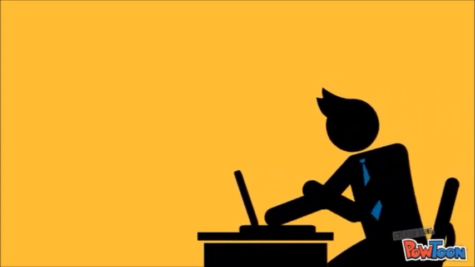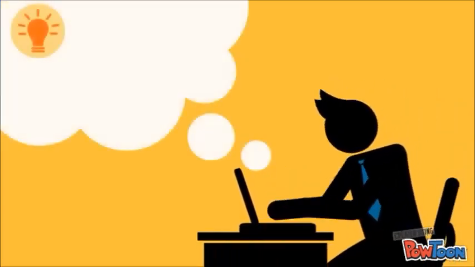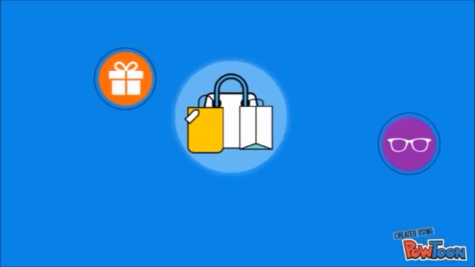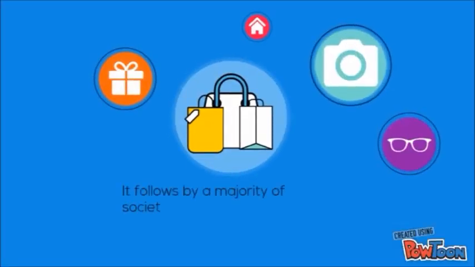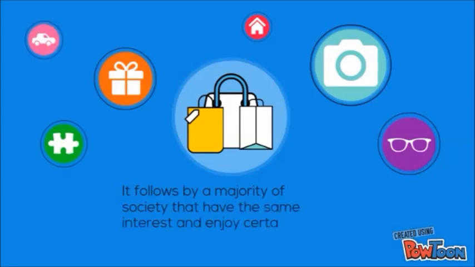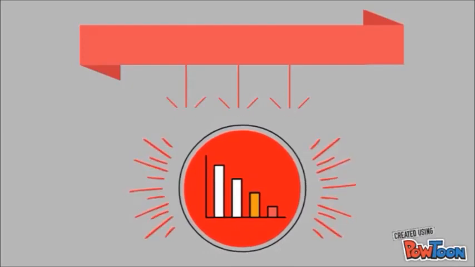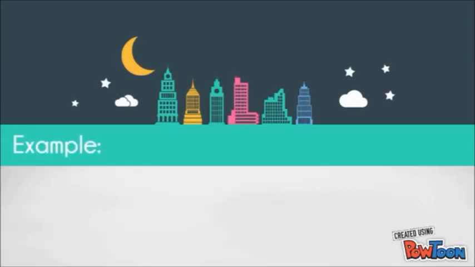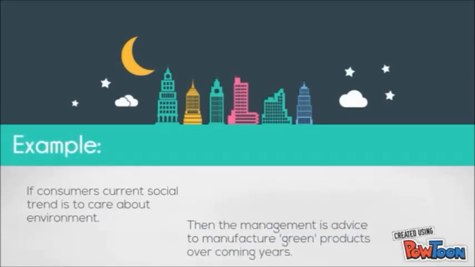Now, let us look at the fifth consideration, which is social trends. Social trends is a practice that is followed by the majority of society that have the same interests. As time passes by, the interests of the majority of society also change. For example, if consumers' current social trend is to care about the environment, then the management is advised to manufacture green products over the coming year instead of building a factory that causes pollution.